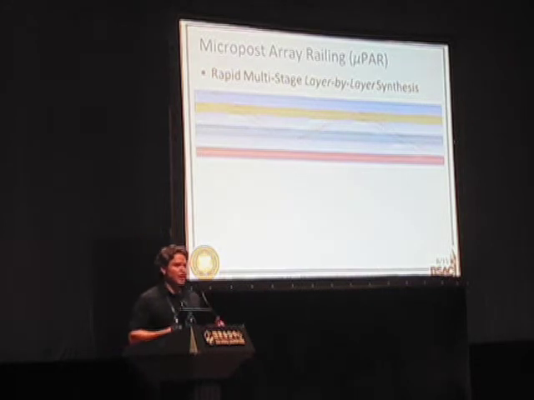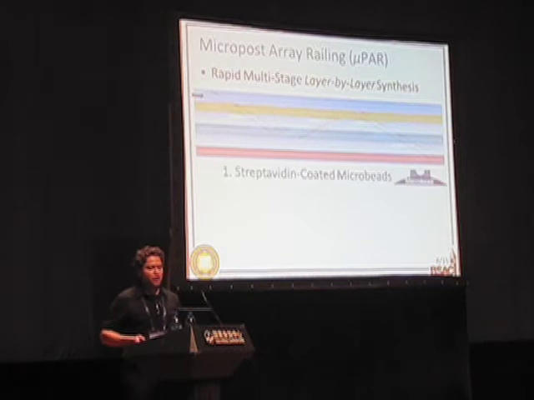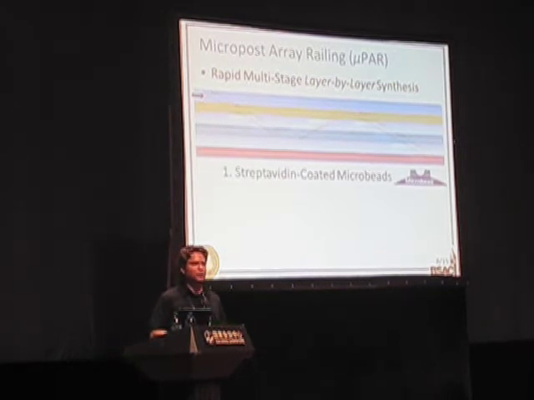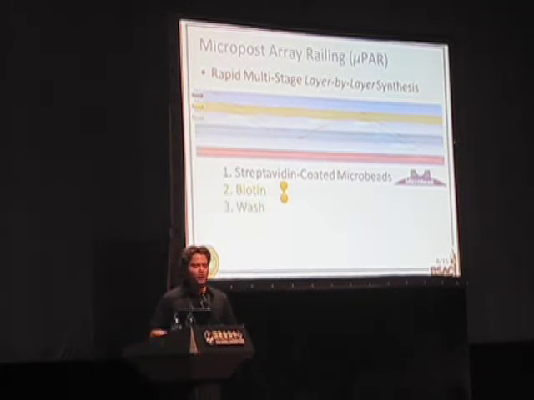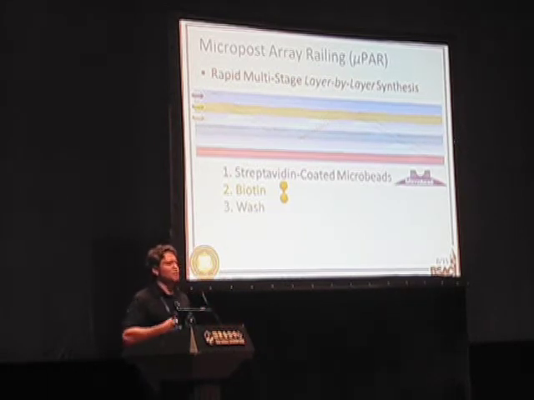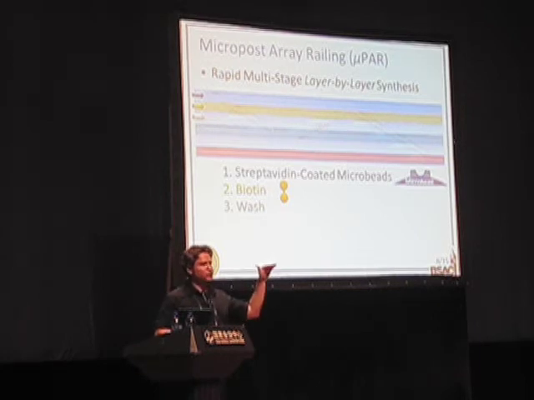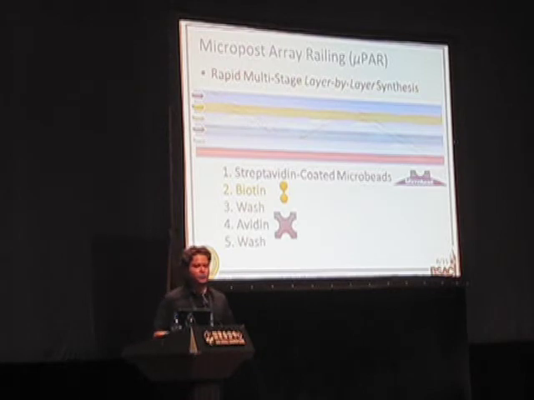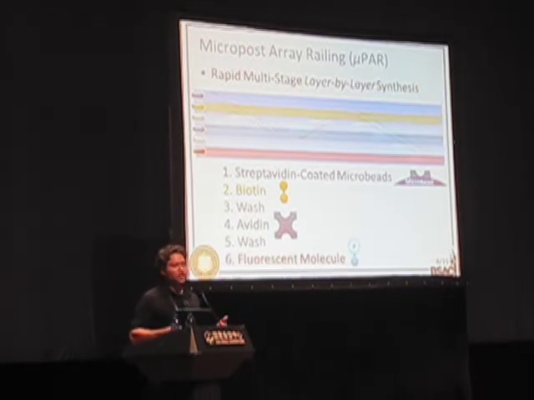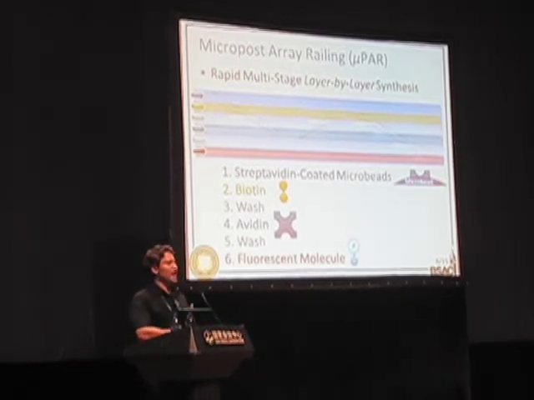So the second aspect of our design is the overall architecture of the system. To go through this, first, we input a suspension of streptavidin-coated microbeads. Then, we input a solution of biotin molecules. We then have a wash solution, and the wash solution basically serves as a barrier between the biotin solution and the next avidin solution. Following that, we have another wash solution. And then finally, we have a solution of fluorescent molecules. So at the very end of the process, we can observe fluorescence on the surface of the microbeads.